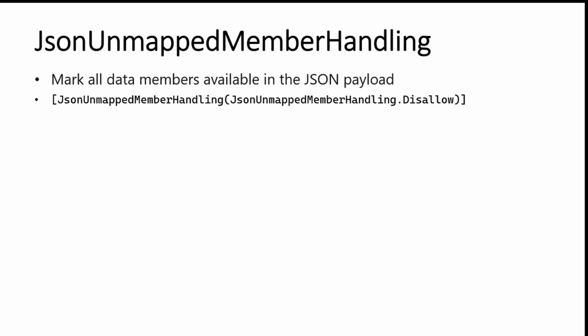But now you can force that by setting the disallow option, right? Meaning that if your POCO contains properties called X and Y, and you don't pass X and Y, it's going to throw an error. Or if you pass X and Z, where X and Y are the properties, it's going to throw an error. So that's the third one we're going to see.